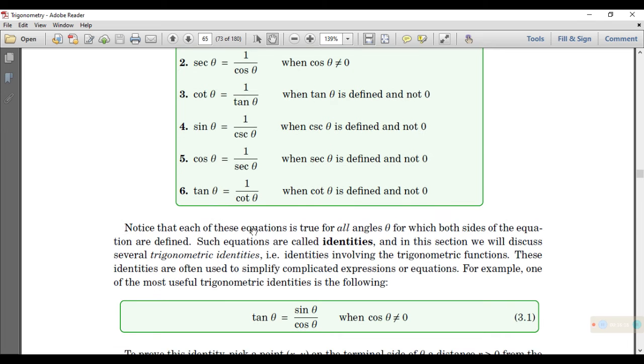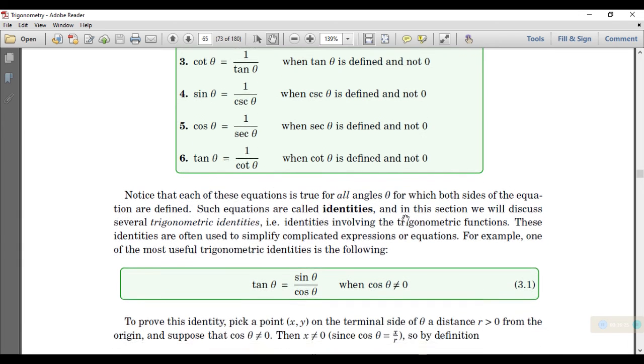So, notice that each of these equations is true for all angles theta for which both sides of the equations are defined. Such equations are called identities. Ayan. And in this section, we will discuss several trigonometric identities. That is, identities involving the trigonometric functions. These identities are often used to simplify complicated expressions or equations.